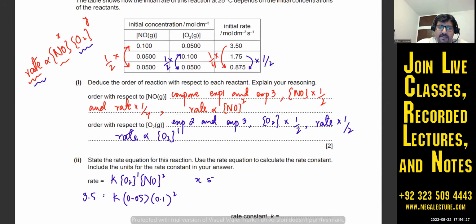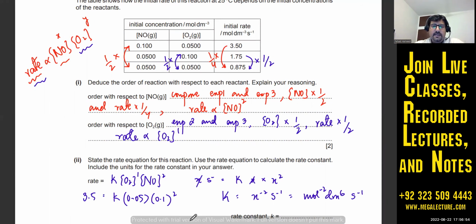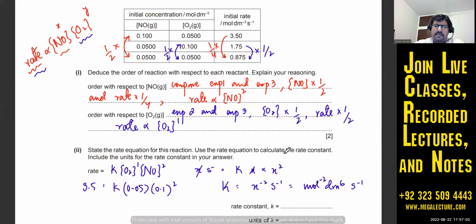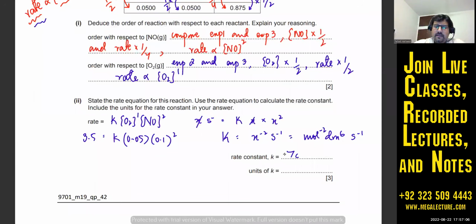Mole per dm cube, I'm taking it as X, is equal to K mole per dm cube into mole per dm cube squared. So that means K is going to be equal to X minus 2. So it's mole per dm cube to the power minus 2, so mole minus 2 dm X. ये किया किसी ने, ये वाला? 7,000. जो ठीक है, 7,000. K is 7,000 and that's the unit for K.